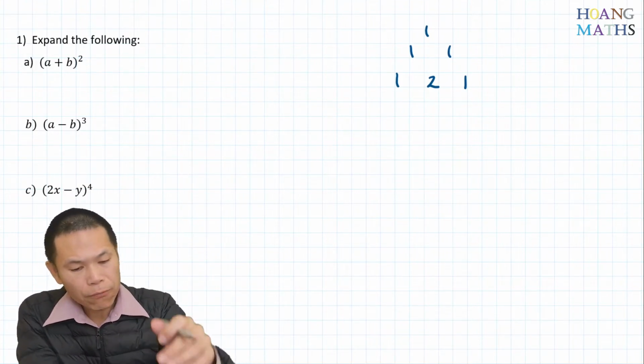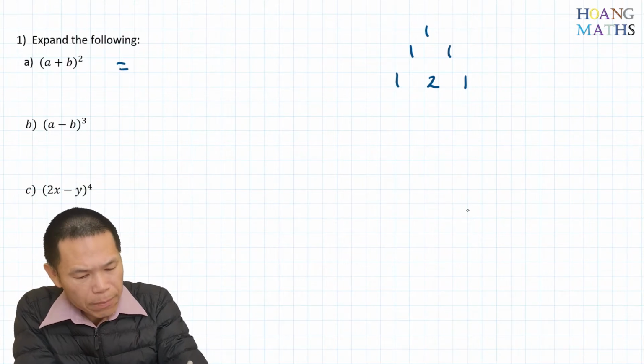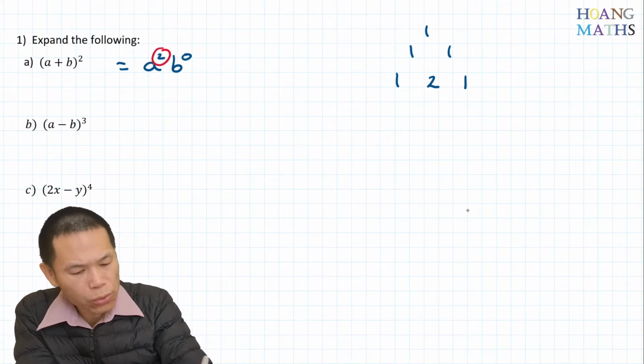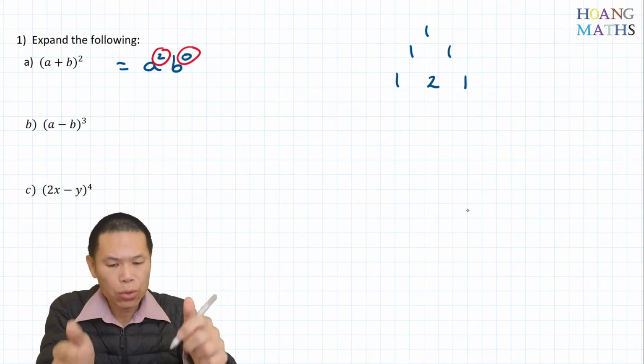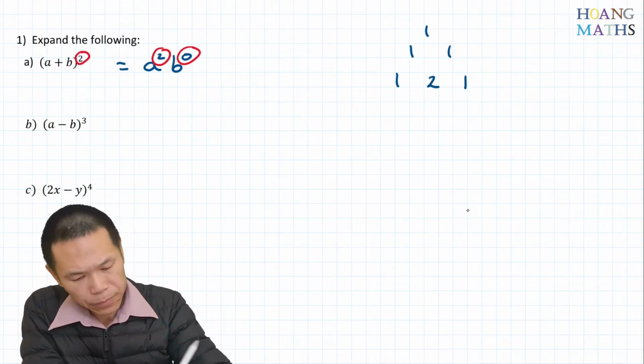So to start with, the first step is what we do. We go A, because this is a power of 2, so the maximum power is 2. So we start with A, power of 2. And then we write B, power of 0. So remember, these two indices always add up to give me this number here. In this case, it is 2, okay?